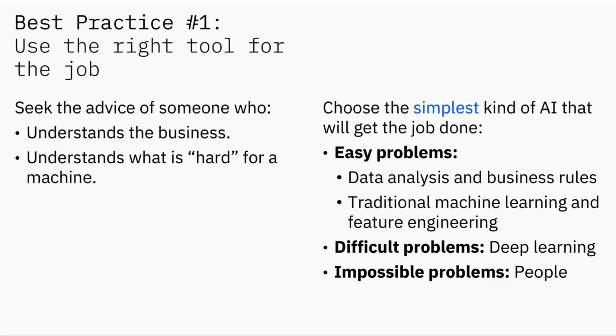Now, if you have made the determination that deep learning is really the only way you're going to get this particular problem solved, then you have to take on that complexity. And the remaining best practices, 2 through 5, are all about how we deal with the different kinds of complexity that arise when you choose to use deep learning in an enterprise application.